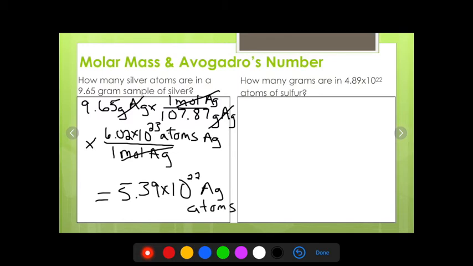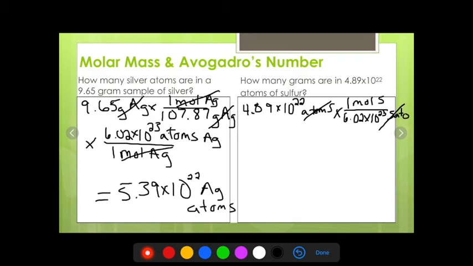Okay, now let's do the other one. So this time we're going to go from atoms to grams. So we'll start with our 4.89 times 10 to the 22nd atoms of sulfur. Okay, so we want to use Avogadro's number first. That'll get us to moles, and then we can go moles to grams. So we want atoms to cancel, so I'm going to put 6.02 times 10 to the 23rd sulfur atoms down here, and then 1 mole of sulfur up here. So atoms cancel.